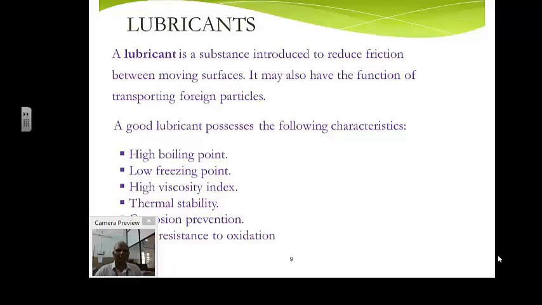So a good lubricant possesses the following characteristics. It should have a high boiling point. It should have a low freezing point. This is essential in order to ensure that it functions at low temperatures. It should have a high viscosity index. It should have sufficient thermal stability, and should prevent corrosion as well as have resistance to oxidation.